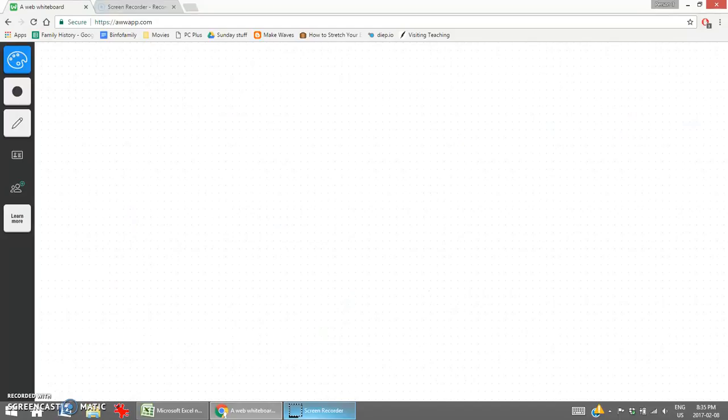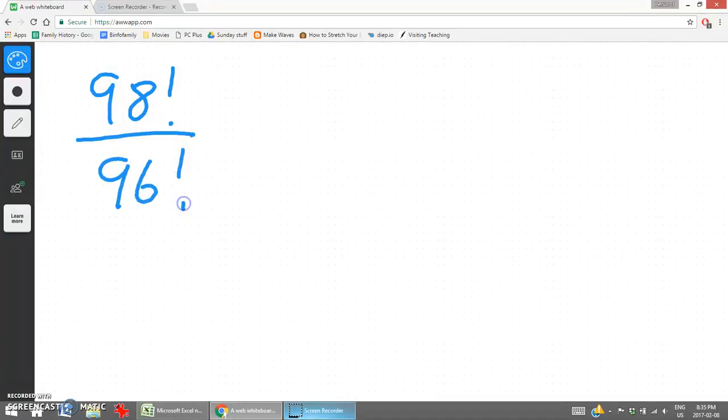A couple things we can do is, say I have a question like this, and this might show up on the quiz or on the test: 98 factorial divided by 96 factorial. We can't just divide 98 by 96 and get 1 point something and think that's the final answer. We have to remember that 98 factorial is going to equal 98 times 97 all the way down to 1.